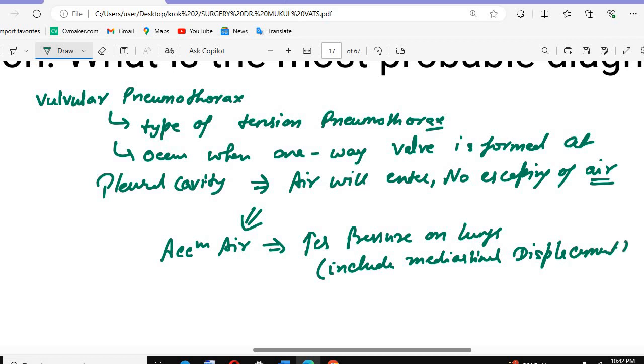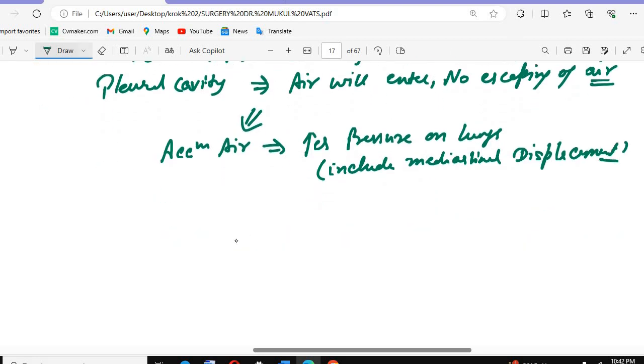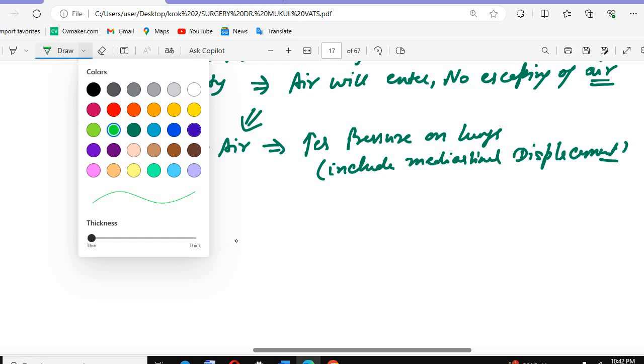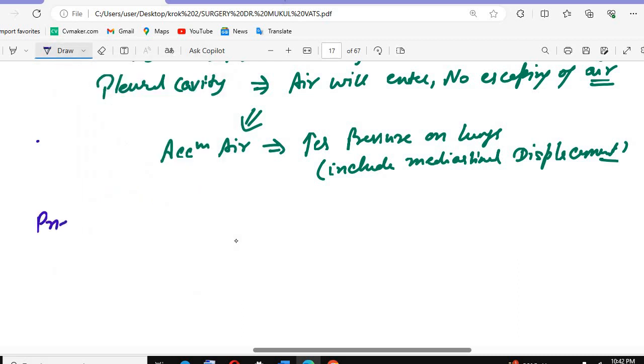So if you see in the question that air will enter into the lungs and there is no escaping of the air, or there is accumulation of the air causing pressure on the lungs, and due to that pressure a mediastinal shift will also be seen in these patients, that's why we call this condition the valvular pneumothorax, a type of tension pneumothorax. We discussed the pneumothorax. What types did we discuss?